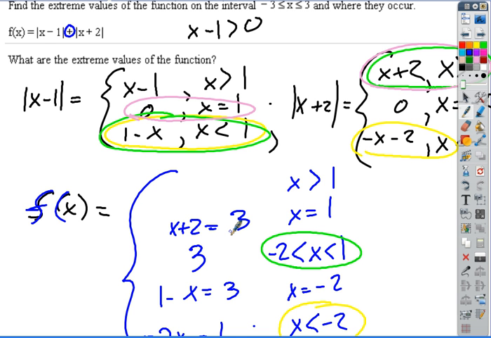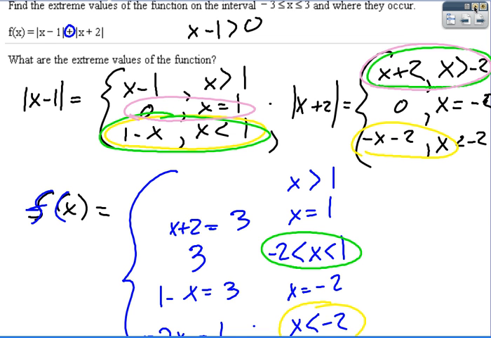And then the last one. When x is greater than 1, it's greater than negative 2 also, right? So we get x plus 2 plus x minus 1, so I'm going to get 2x plus 1.